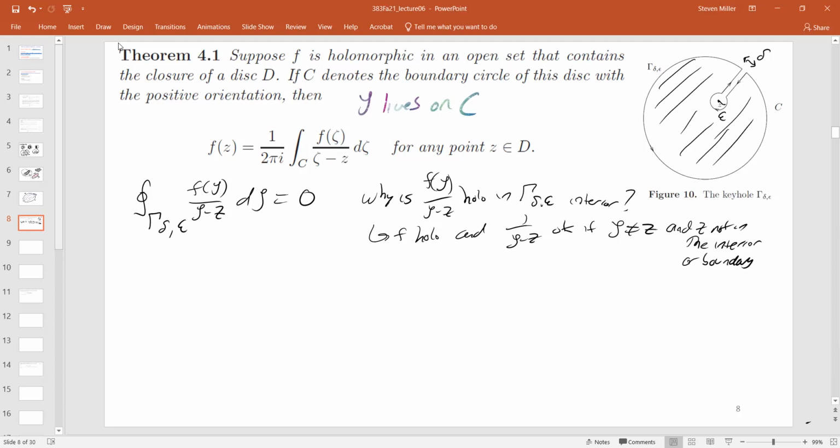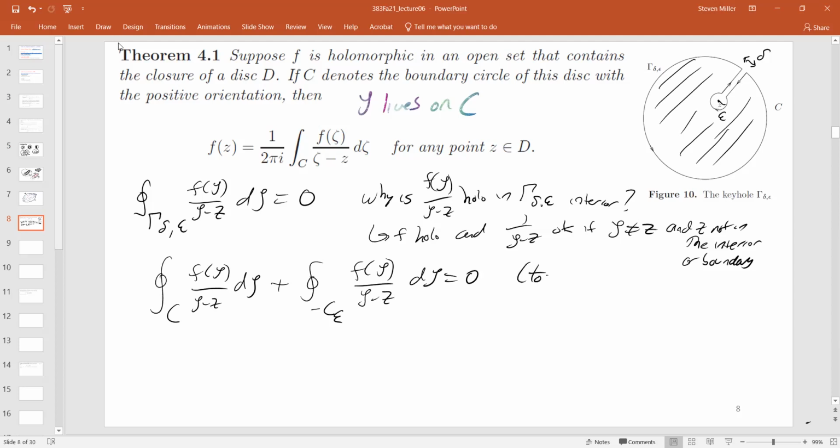So what that means is that if we integrate over the circle, f(zeta) over (zeta minus z) d zeta, and then we have to integrate over the small circle of radius epsilon, and I'm going to put a negative to say that we're integrating it in the opposite direction, of f(zeta) over (zeta minus z) d zeta, that equals 0. So I took the limit as delta went to 0.